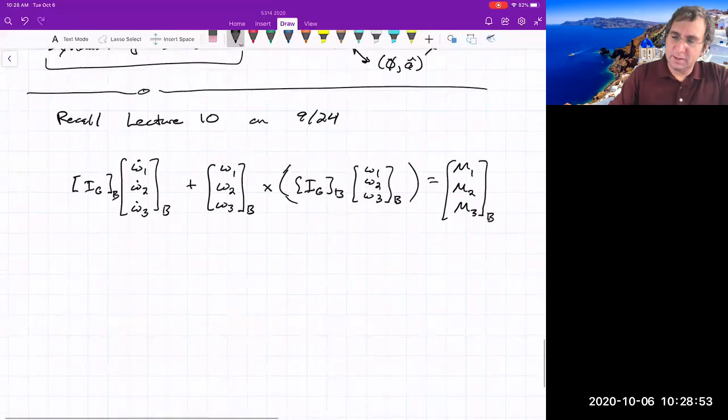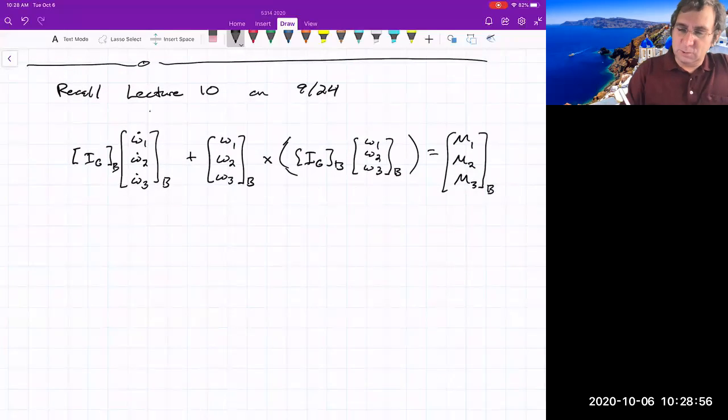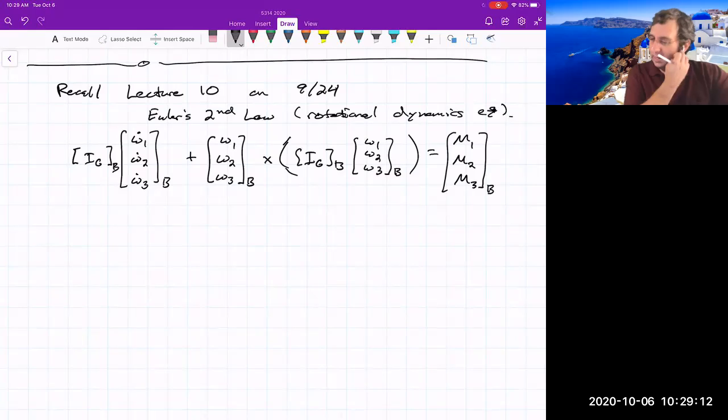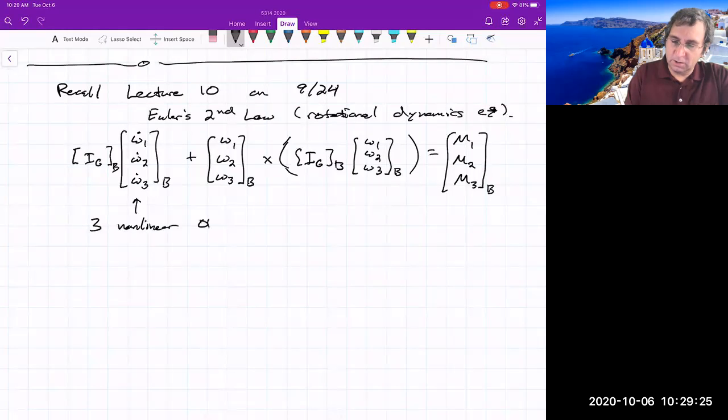This was Euler's second law. This is the rotational dynamics equation. It's a differential equation, and it's got these omega 1, omega 2, omega 3. So it ends up being 3 nonlinear ODEs for the omega vector.